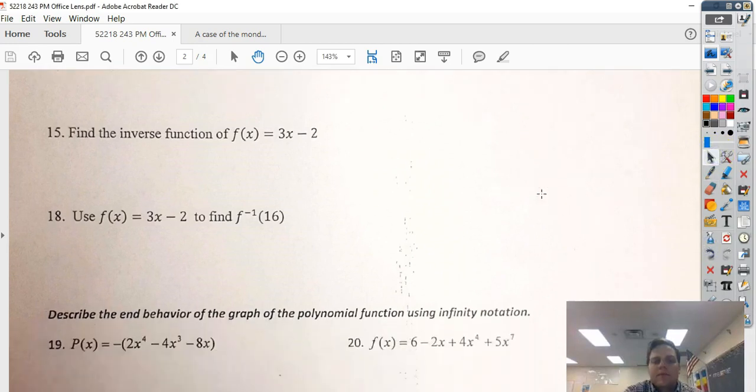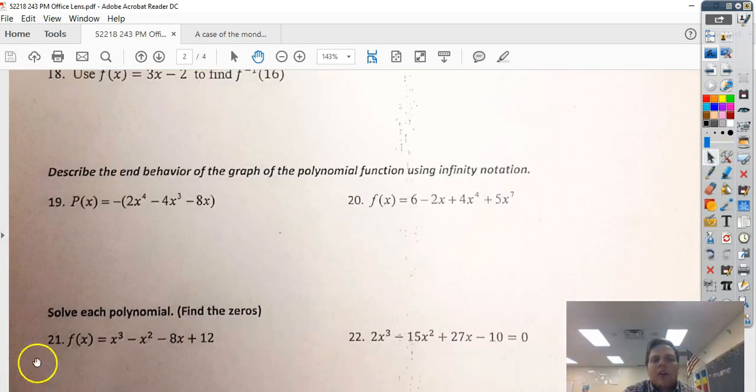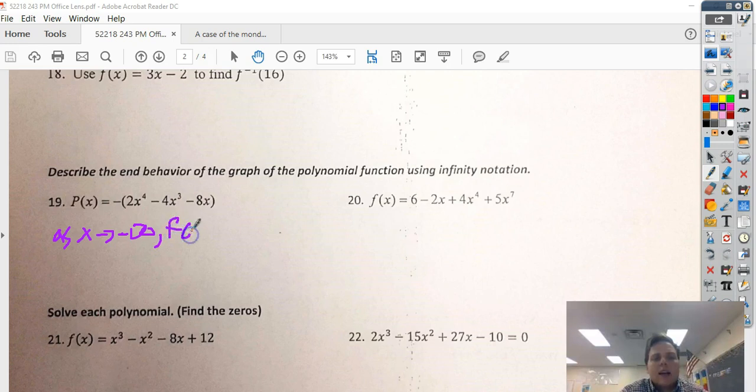Alright, describe the end behavior of the graph of the polynomial function using infinity notation. So you should remember that when we're doing end behavior, it's always as x approaches negative infinity. So that means as we look to the left of the graph, that's negative infinity, we want to know what does y approach. Okay? Approaches what? And then we look to the right of the graph. As x approaches positive infinity, y approaches what?